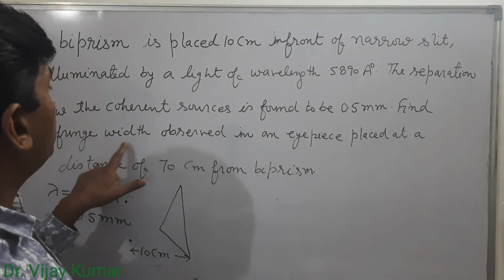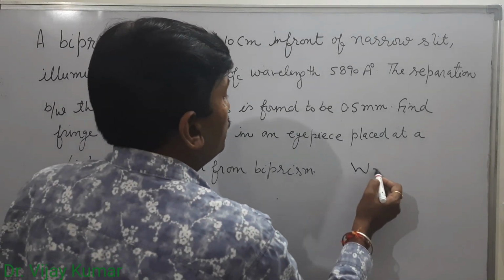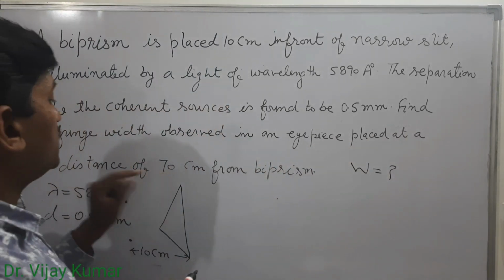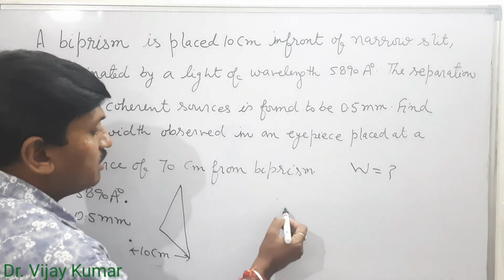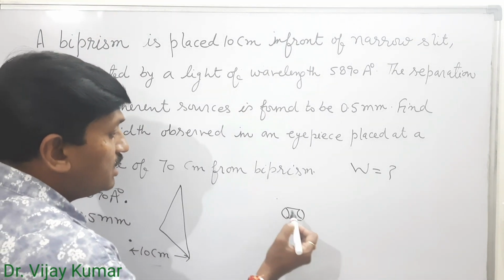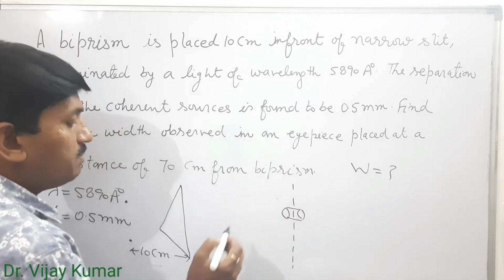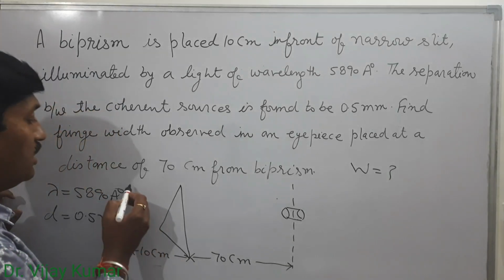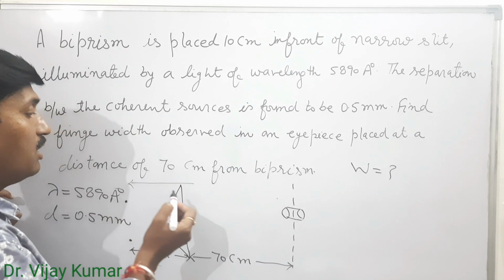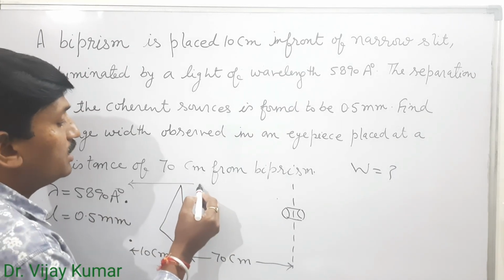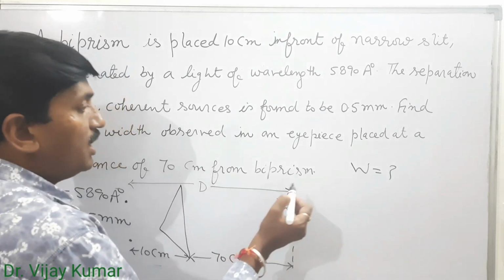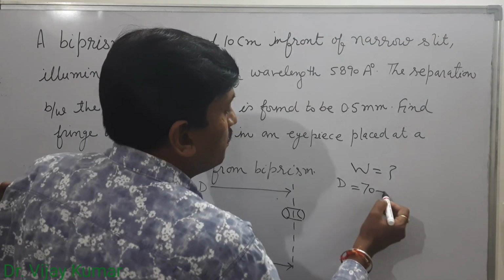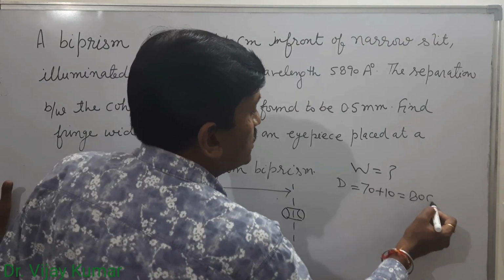Find the fringe width. It means we have to determine W, fringe width, observed in an eyepiece placed at a distance of 70 centimeter. Suppose we consider a screen or eyepiece, and this is 70 centimeter. The separation between slit and screen, or source and screen, is represented by capital D, and capital D is 10 plus 70, 80 centimeter.